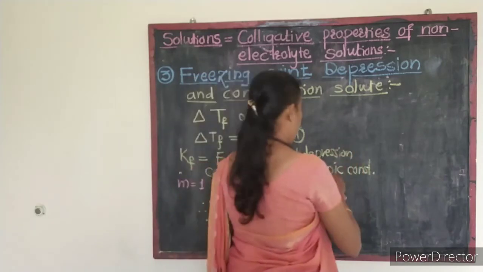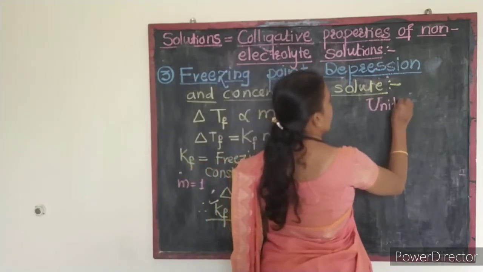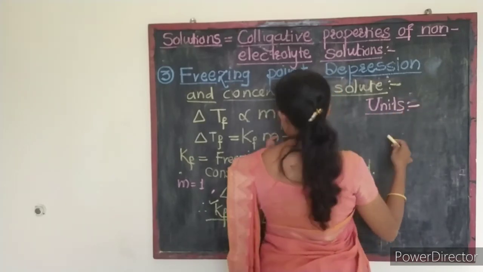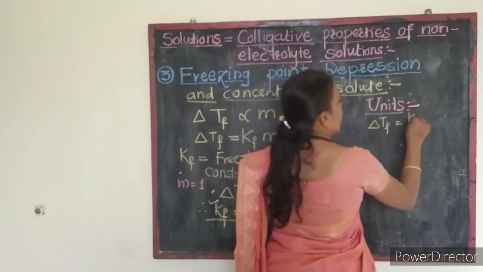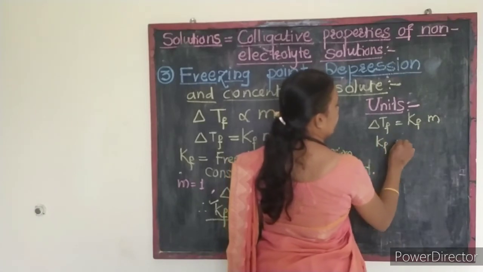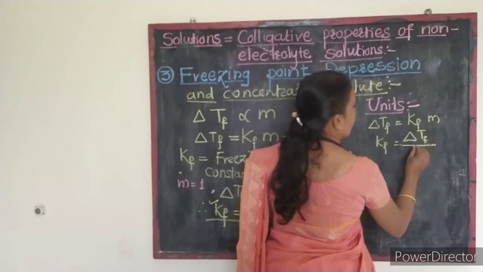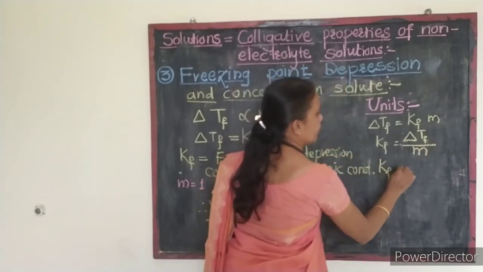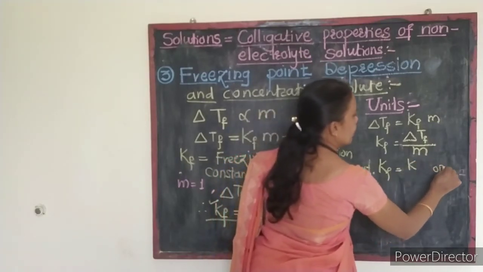युनिट्स आपण याच्यावरून डिराईव्ह करू शकतो. काय ते बघा, युनिट्स आपल्याला फॉर्म्युला माहिती असेल तर आपण युनिट सुद्धा डिराईव्ह करू शकतो. फॉर्म्युला आपण डेल्टा TF = KF M असा माहितीये. KF is equal to delta TF by M. You can write in Kelvin or degree centigrade.